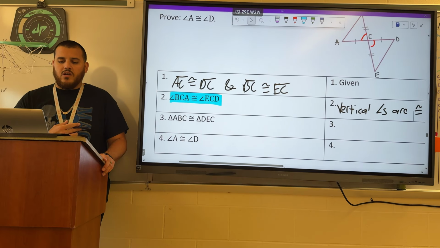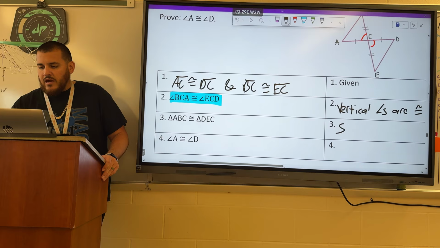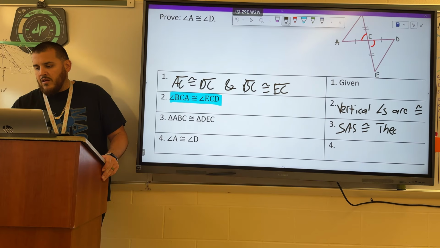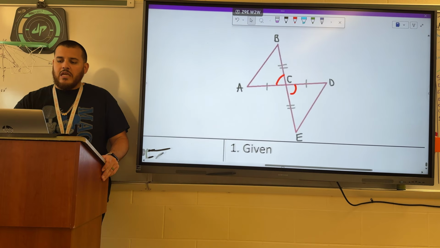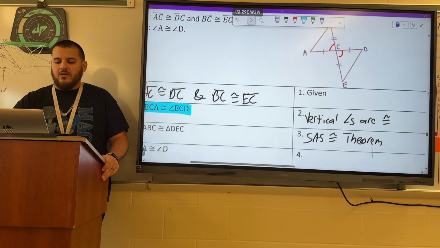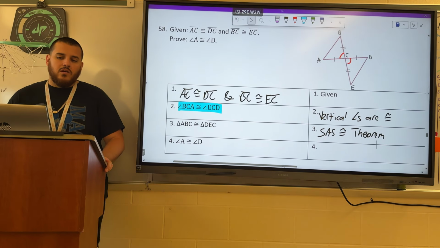Notice statement 3 says triangle ABC is congruent to triangle DEC. That is because of our side angle side congruency theorem. We have enough evidence for that. Two sides in each triangle with the included angle being congruent, side angle side theorem. We need to remember from there, we've already proven the triangles are congruent to each other.